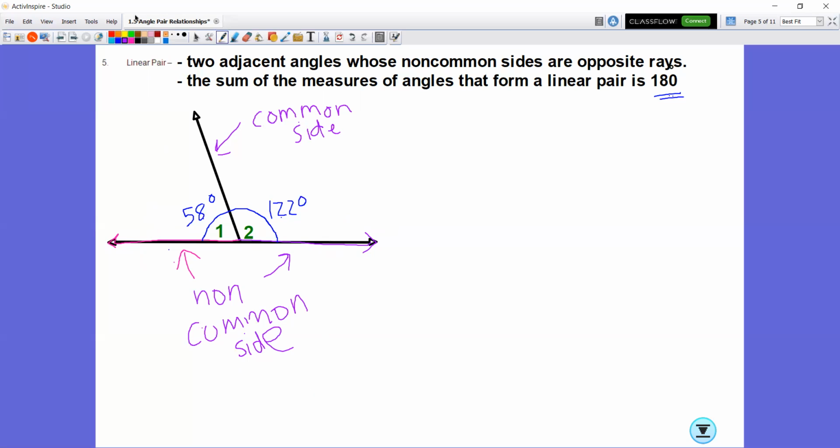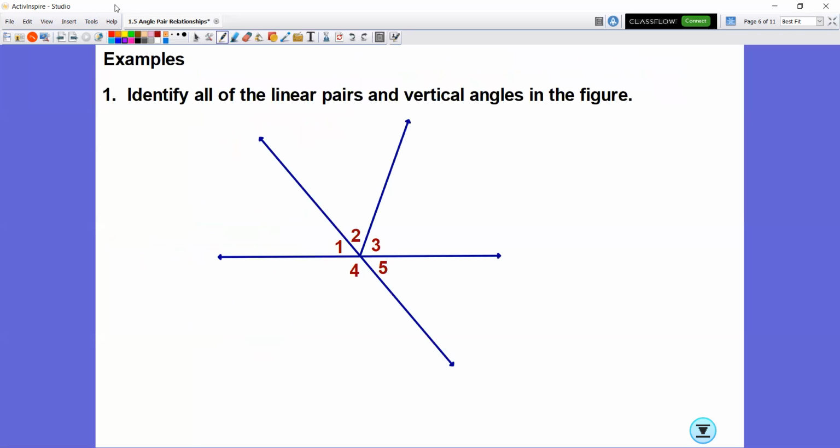All right, let's look at some examples. Here I have a fancy drawing. We're going to identify all of the linear pairs in this figure, and then we'll identify the vertical angles as well. Remember, when you're thinking about a linear pair, you are looking for adjacent angles, meaning they're right next to each other, like neighbors, and they have opposite rays. So can anyone see a linear pair of angles here in this picture? I'll give you a hint, there's only two.